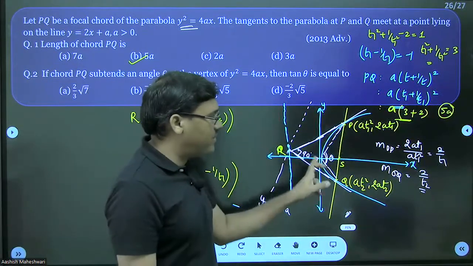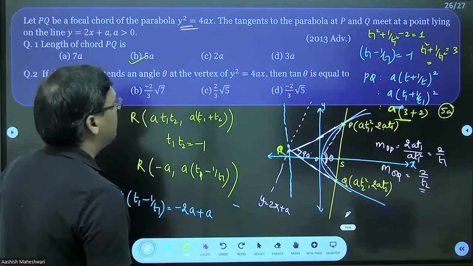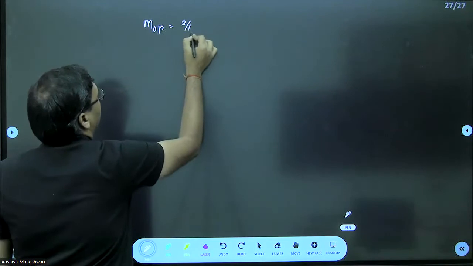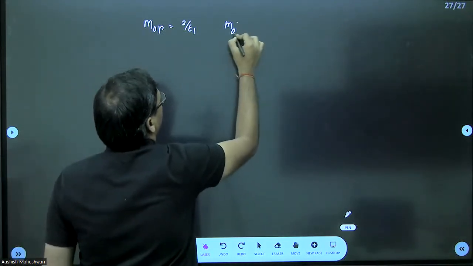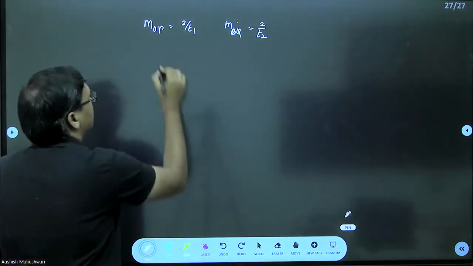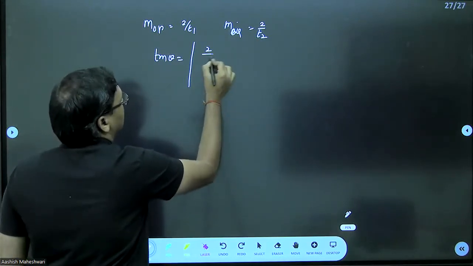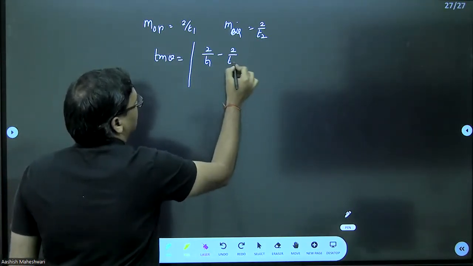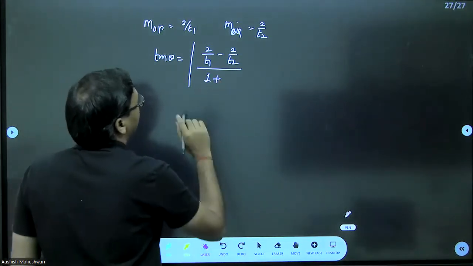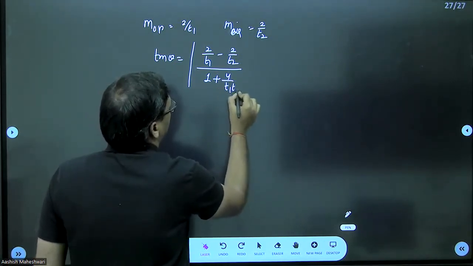What is the angle between OP and OQ? You can see here, the slope of OP is 2 by t1, and the slope of OQ is 2 by t2. So what is that angle tan theta? It is m1 minus m2 upon 1 plus m1 m2, where m1 m2 is 4 by t1 t2.